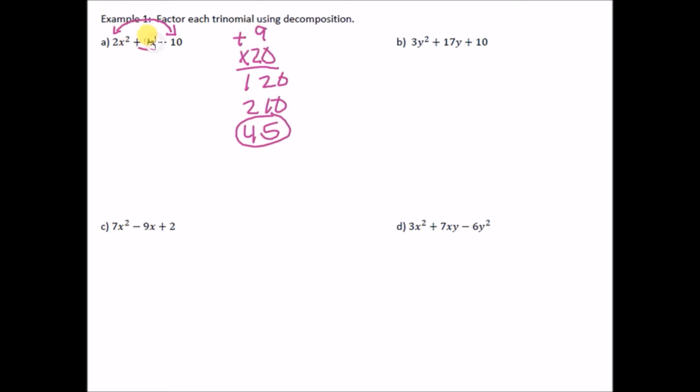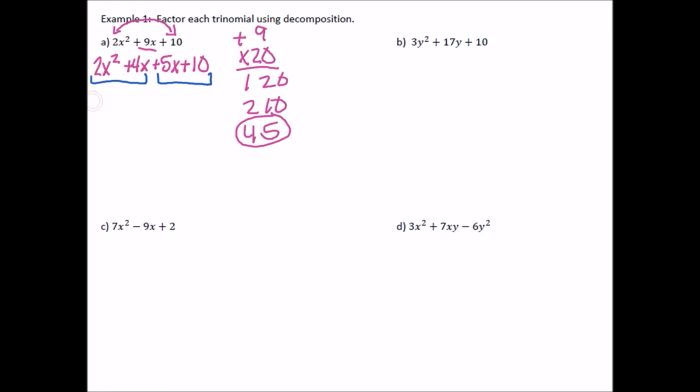So what we're going to do is rewrite this entire expression, but make it look a little different. Instead of writing 9x, we're going to write 4x plus 5x, which is equivalent. So we're just rewriting the expression. It just looks different. Okay? We're going to factor by grouping. So we're going to group the first two terms and then the last two terms.